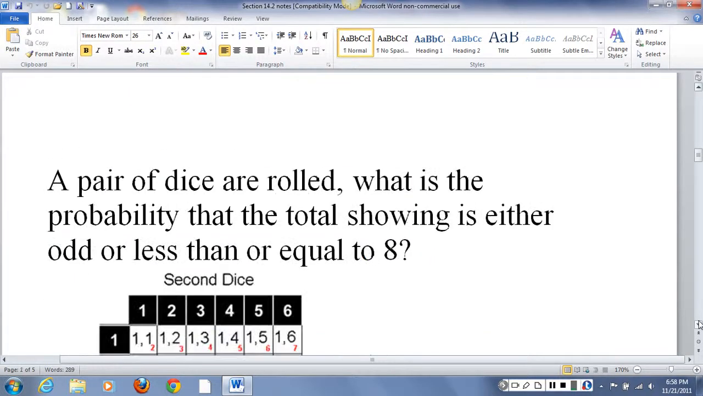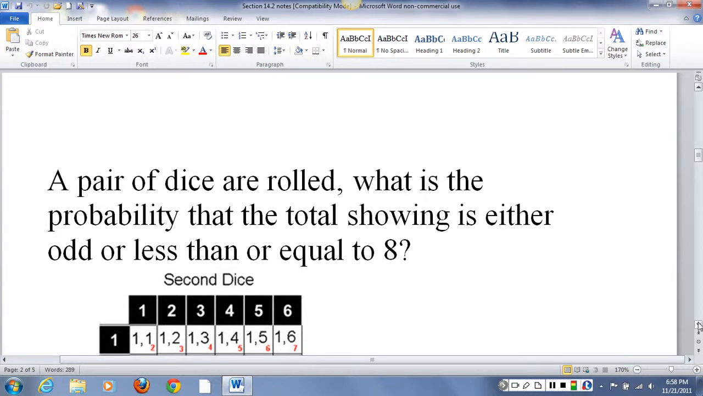Another example. Paired dice are rolled. What is the probability that the total showing is either odd or less than or equal to 8? So we're considering 2 possibilities here. The fact that we roll a pair of dice and the sum is odd, an odd number, or that sum is less than or equal to 8.